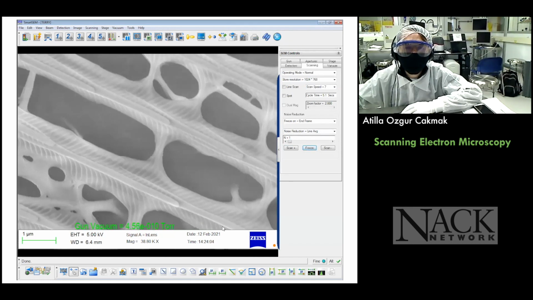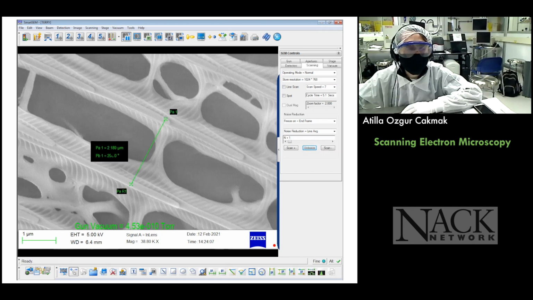And once we capture this, okay, now let's get a measurement. So let's get a measurement between these two grids. I select this, and then I come from here to here, and that tells me 2 micrometers.